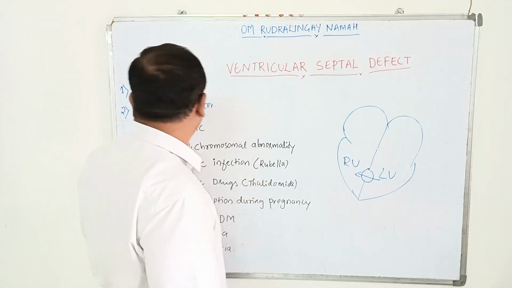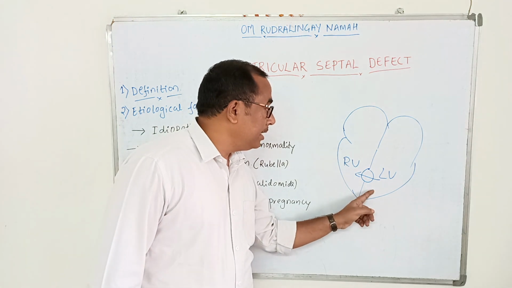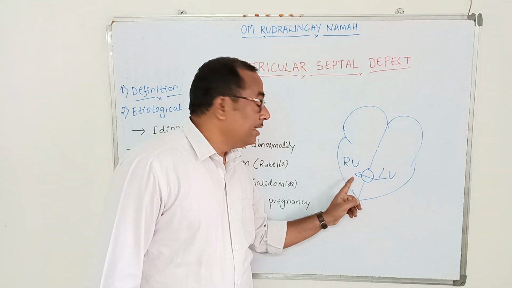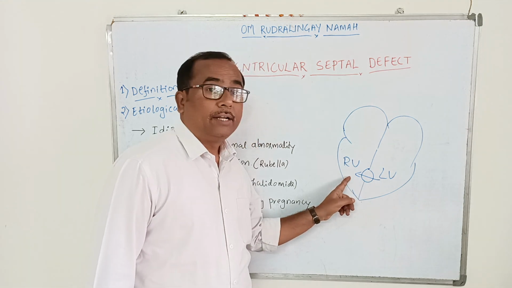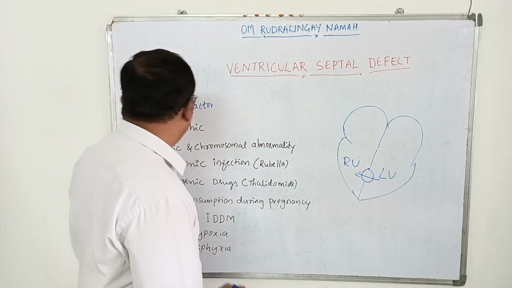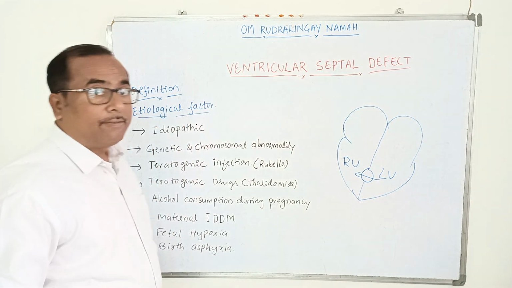So what is ventricular septal defect? Ventricular septal defect is an abnormal communication between the right ventricle and left ventricle, resulting in shunting of blood from left ventricle to the right ventricle. Okay. Now, what are the etiological factors? What are the causes of this ventricular septal defect?